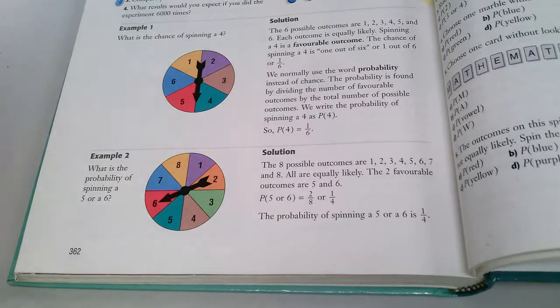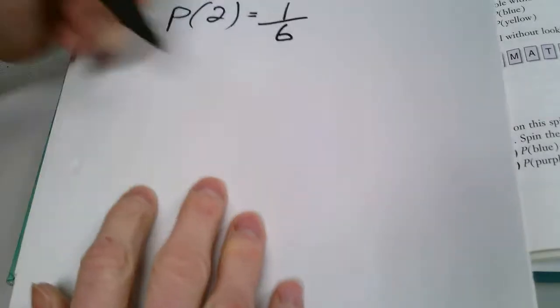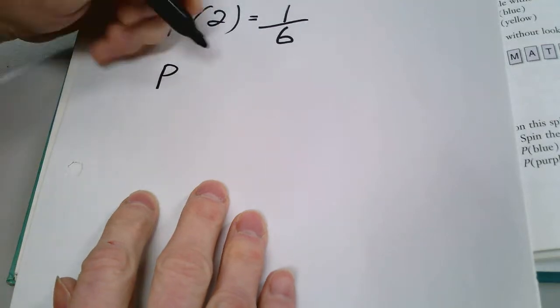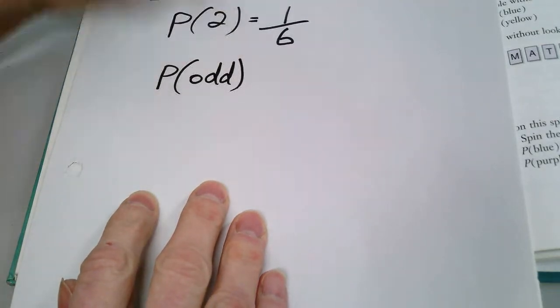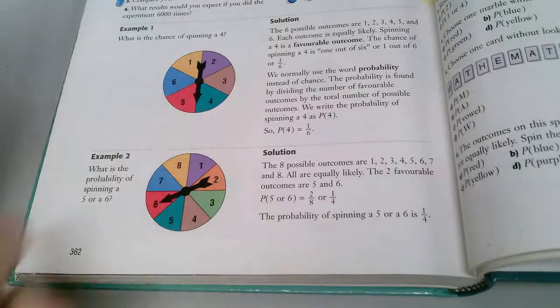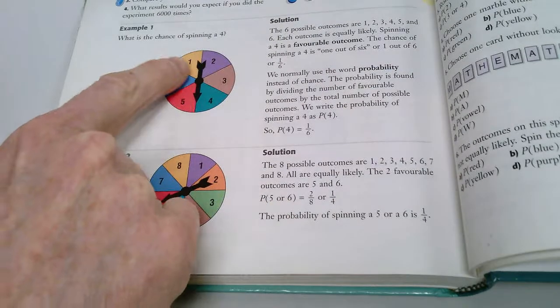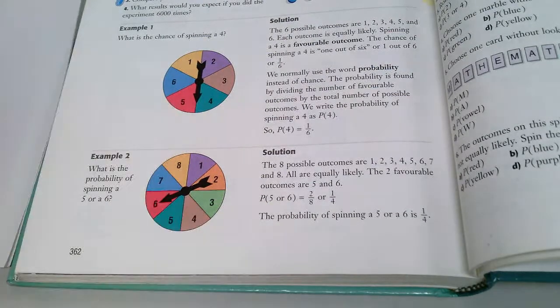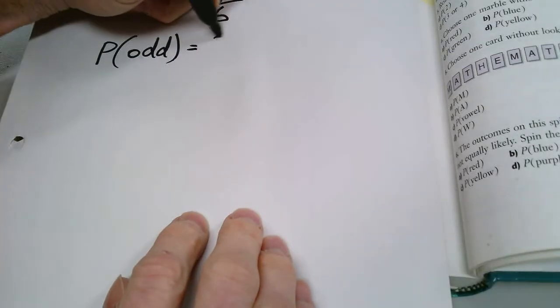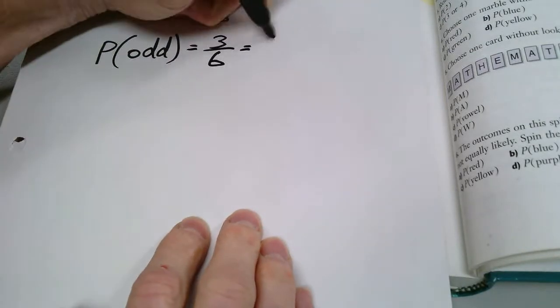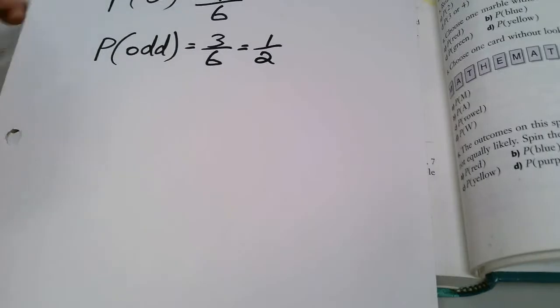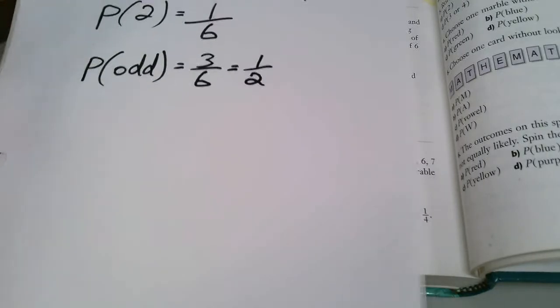What if they said, what is the probability of spinning an odd number? So it looked like this, the probability of an odd. We look on here and say, well, we've got 1, 3, and 5. Those are 3 out of the 6. They're all the same size, so it's a 3 out of 6, which reduces to a 1 out of 2 probability, or 50%.